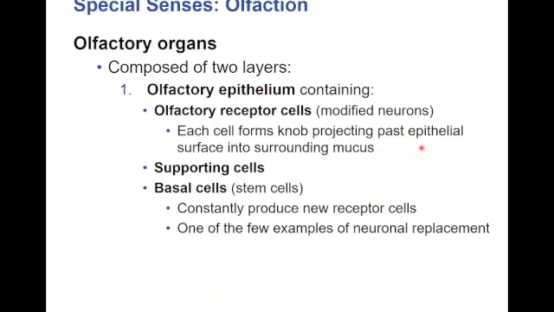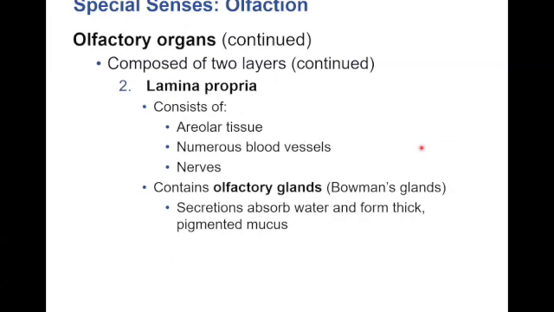Okay, so important things here, don't forget the olfactory receptor cells are those modified neurons. We talked about the basal cells, the lamina propria, and then the olfactory gland. Another name for the olfactory glands, Bowman's glands. Don't confuse that with Bowman's capsule, which deals with the kidney.